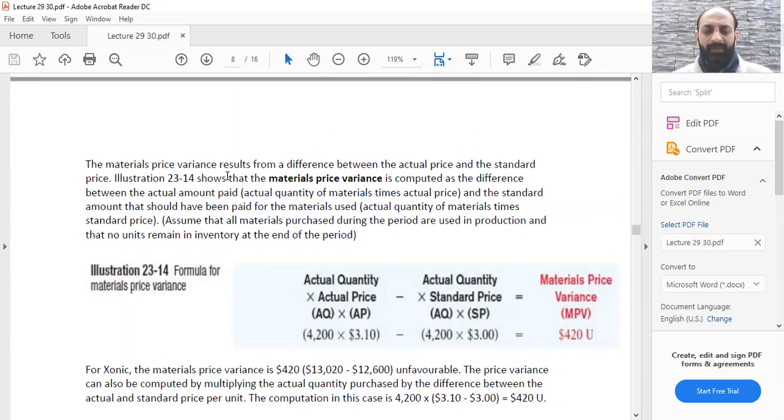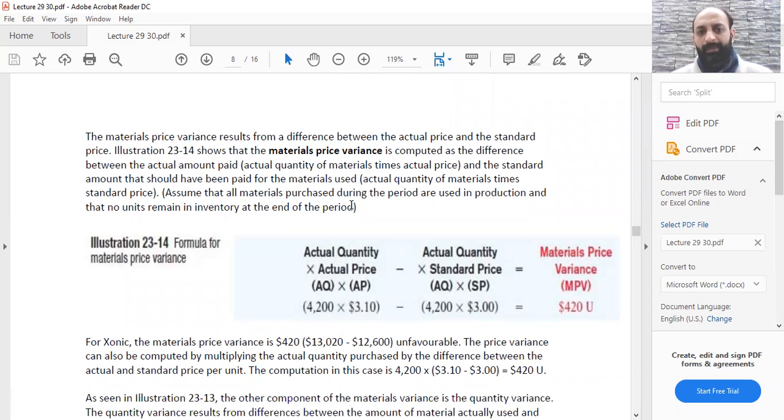The materials price variance results from a difference between the actual price and the standard price. Illustration 2314 shows that the materials price variance is computed as the difference between the actual amount paid, actual quantity of materials times actual price, and the standard amount that should have been paid. The standard amount that should have been paid is the amount when you are determining the standard price, the standard cost. At that time, you determine the standard quantity which should have been paid for.